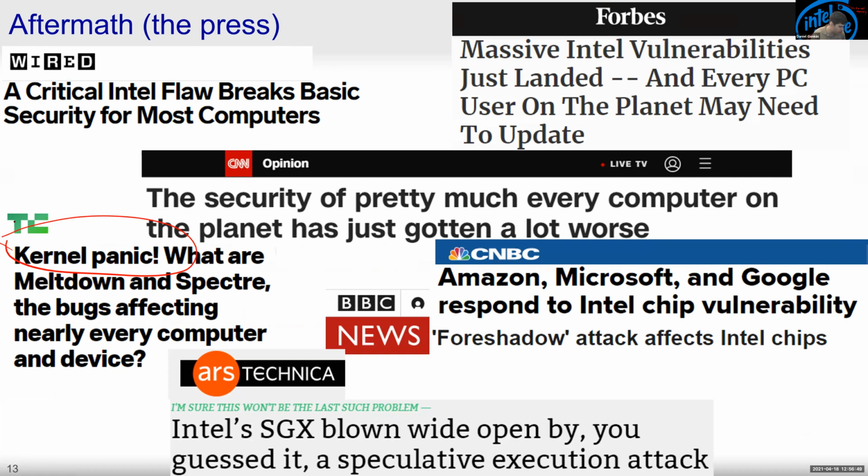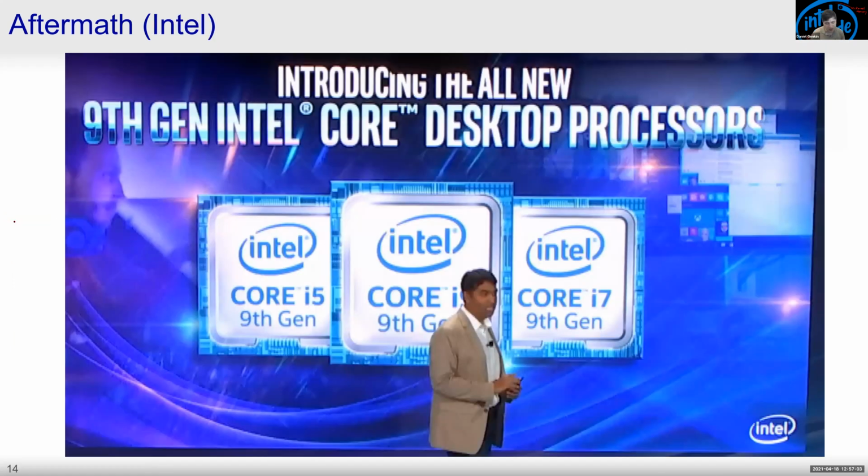First of all, if you unleash this evilness, the universe sends you an email asking you, why did you do that? But then we start building new hardware. What new hardware? Well, the 9th generation desktop processors, also known as Coffee Lake Refresh.